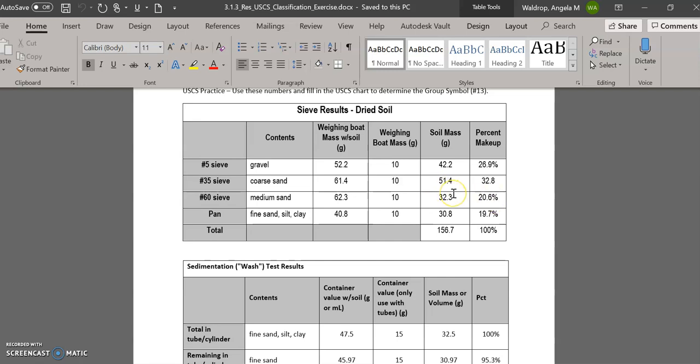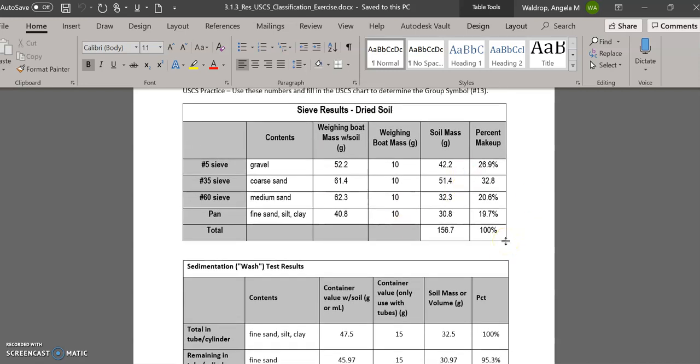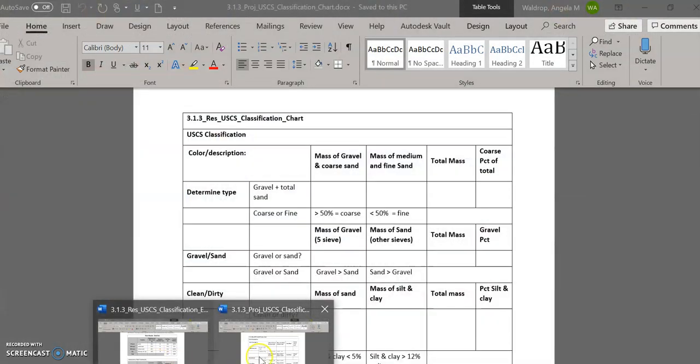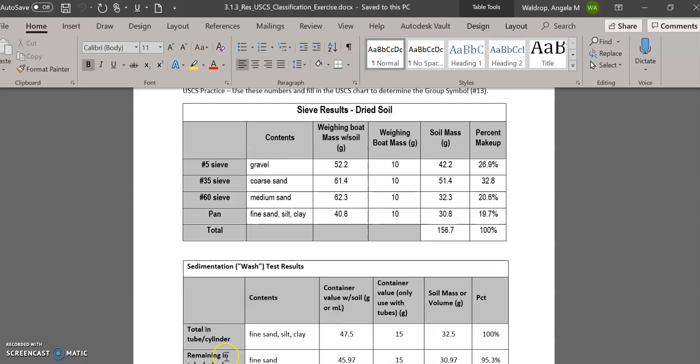This is a sample of data that we'll collect in a soil experiment. So we'll take this data and fill it in the appropriate parts of the USCS chart. I have another file I'm going to open here that has a blank version of the chart that we'll fill in. Okay? So we'll be bouncing back and forth here.